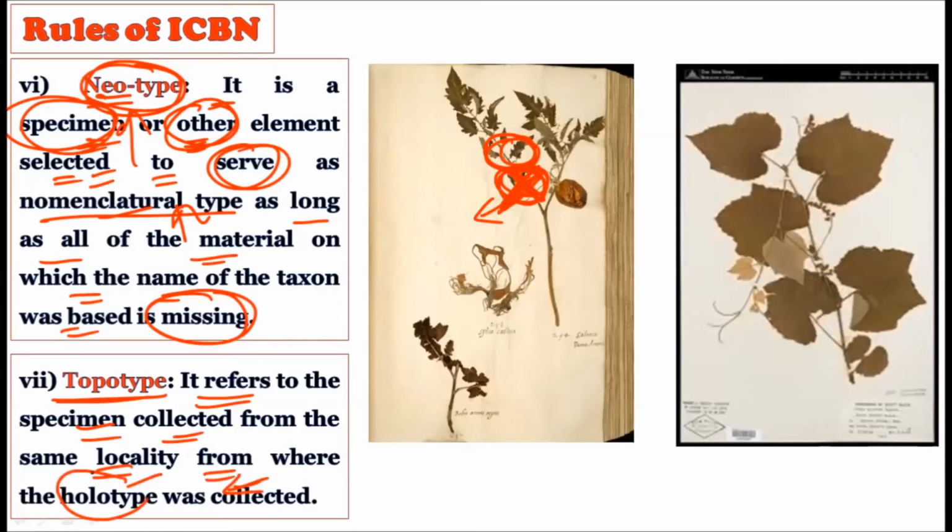Okay, so the holotype is collected from one locality, and after that if you go and collect the same material from the same locality, then it is called the topotype. So the topotype is similar to the holotype, but collected a second time. First you have gone to place A and collected the holotype, but then you visited it a second time and collected the same material. That same material is called the topotype.